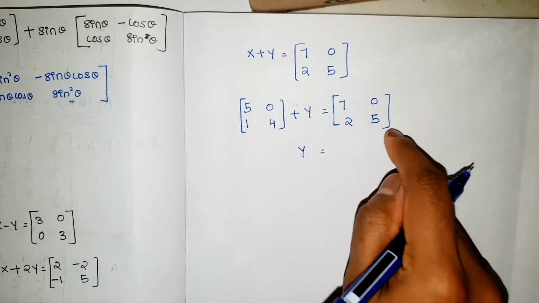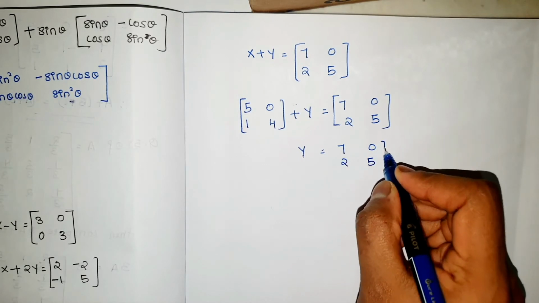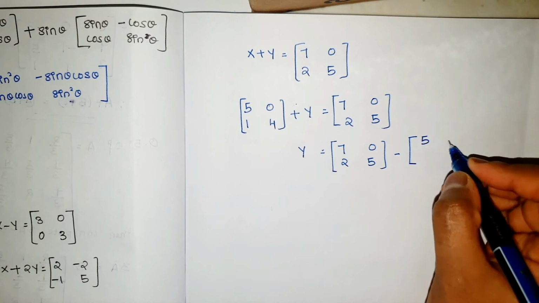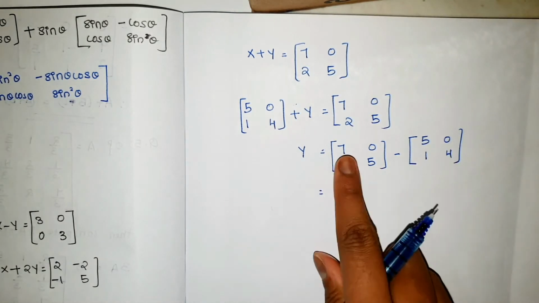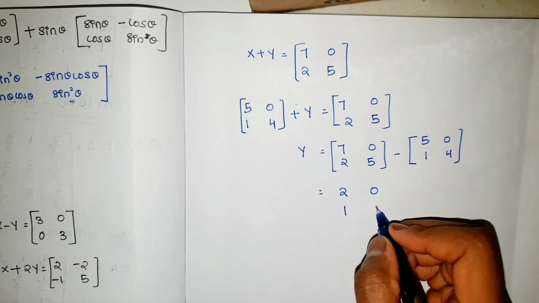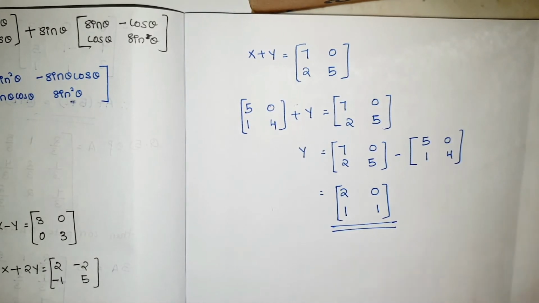So how can we find the value of y? Y is equal to this minus this, [7 0; 2 5] minus [5 0; 1 4]. So what is my answer? 7 minus 5, 2, 0, 1, 1. So this is the value of y.